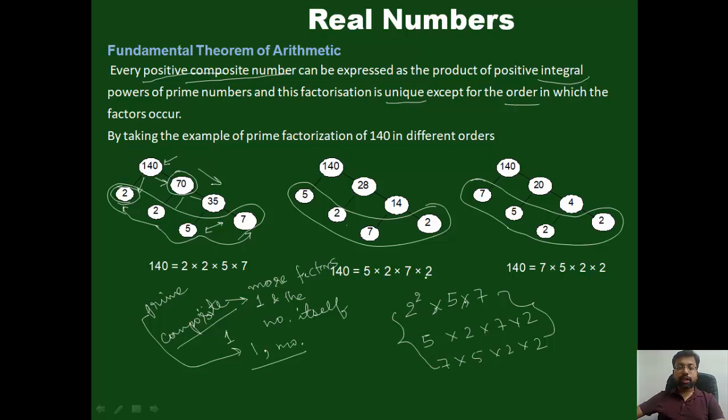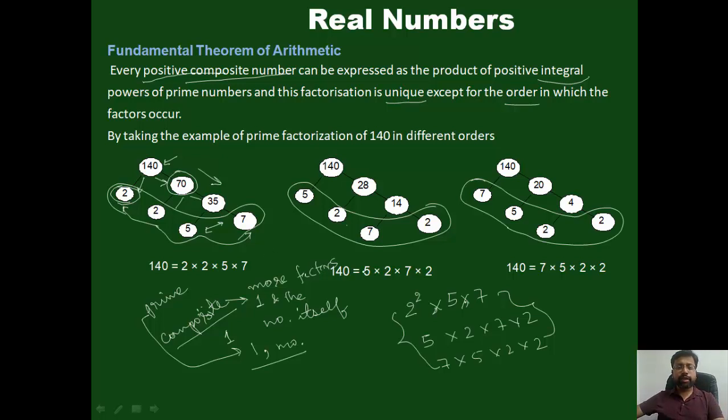Any composite number can be factorized into prime factors which are unique. So anybody who does the factorization of 140 would get 2, 2, 5 and 7 as the prime factors. But they might get it in a different order. So somebody might get it in the form 2 into 2 into 5 into 7.